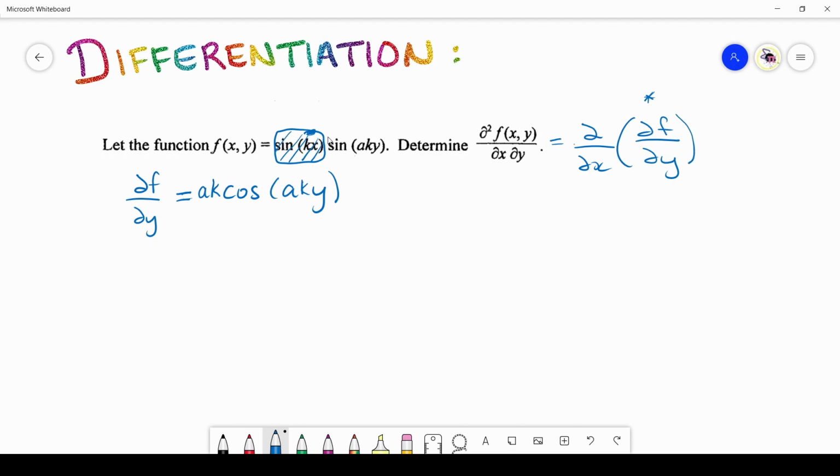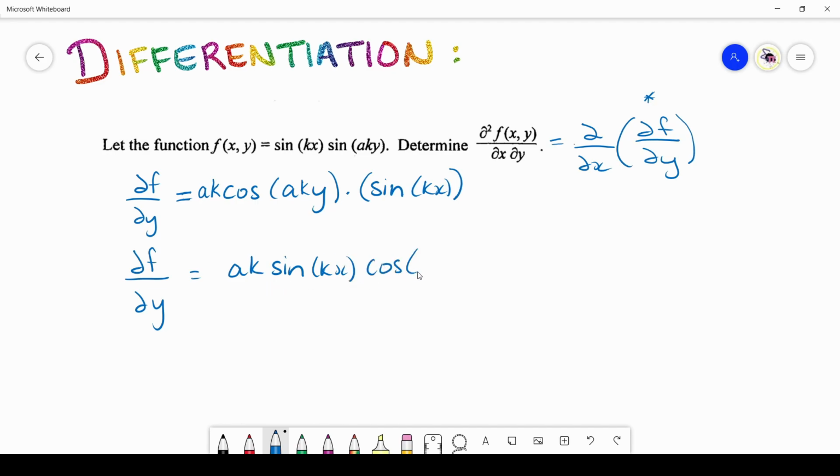Now, also, you have to remember that this that we blocked off here is a constant. It's just like a 5 or a 6. It was always there to begin with. So you want to write it back because it is a part of your answer, right? So that's sine of kx. And pretty much we're done. You can clean this up to look like ∂f/∂y is equal to bringing our constants together. You would have ak sine of kx. I'm writing all my constants at the front and then cos of aky. All right, so we're done there.